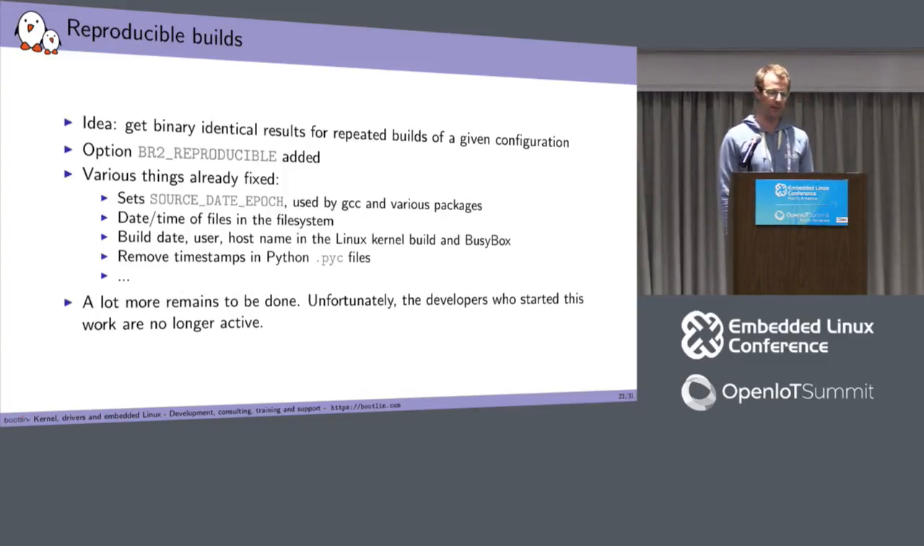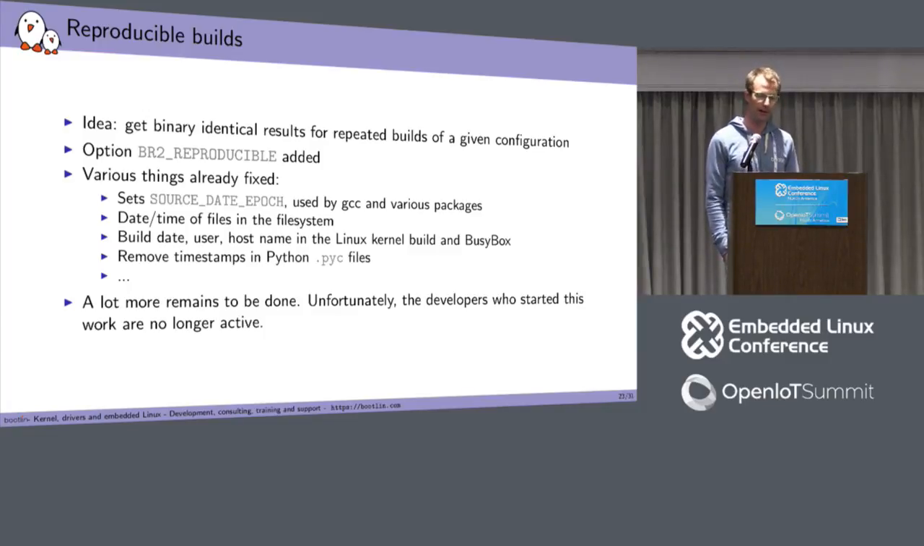Another topic that's not specific to Buildroot, but kind of trending in a number of other build-related projects, is build reproducibility. Basically, given a certain configuration, having the ability to reproduce the exact same build to the byte level or to the bit level. So you do your build, you hash your file system image, and then you do the same build 6 months later, you have the exact same file system image with the same hash. So we're not there yet.